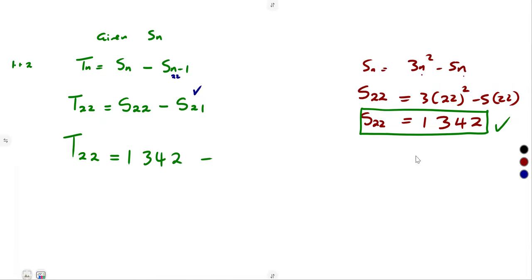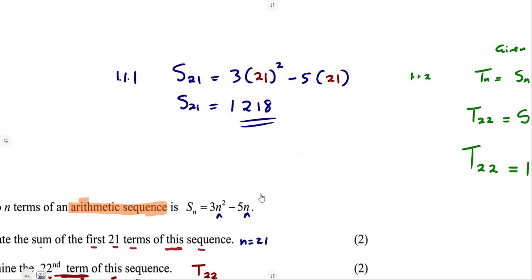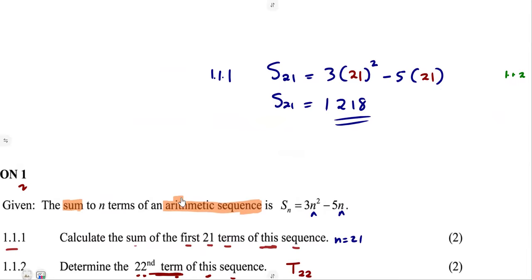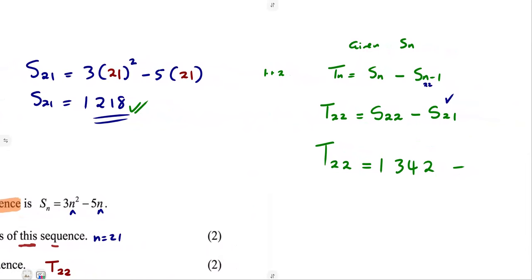1,342 minus the sum of the first 21 terms, which you calculated from the first question here, 1.11. Which is this one. So that is how you can simply attempt this type of question. That is the basics of using the sum of terms to determine the nth term, from the sum of terms.